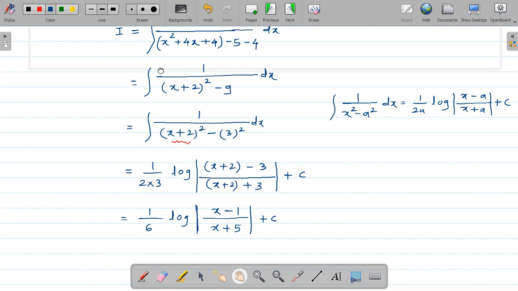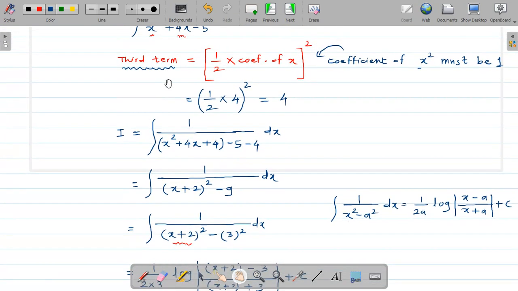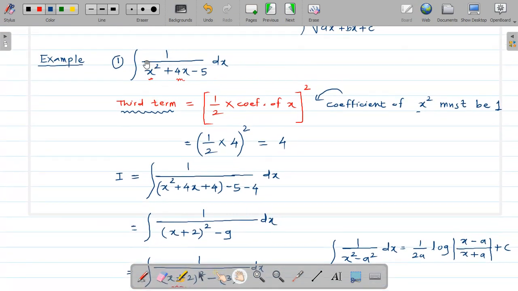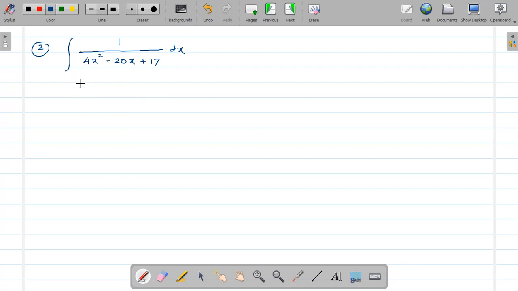So remember, this is the type number 3, in which the given integration, the function contains 1 upon quadratic equation. Then you have to add the third term in it, and while adding the third term you have to remember that the coefficient of x square must be 1. Okay, now let us take another example.